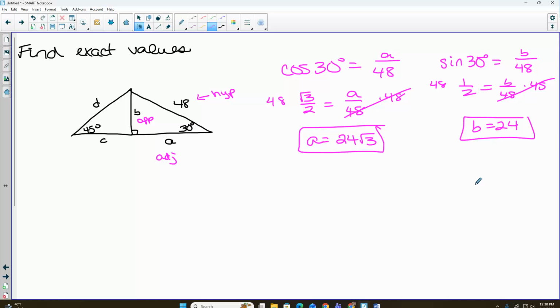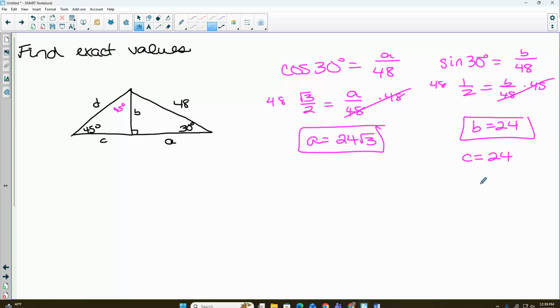Are we okay there? So we just found everything in that triangle. Now, let's move to the triangle on the left. We actually already know something. If one angle is 45 degrees, the other one's 45 degrees. If those angles are the same, what do you know about the sides? B and C are equal, so C is 24.